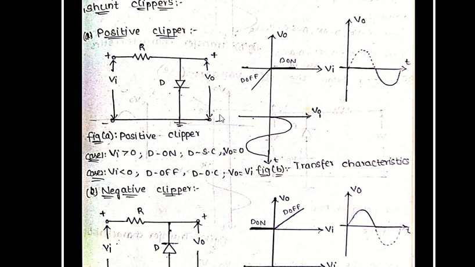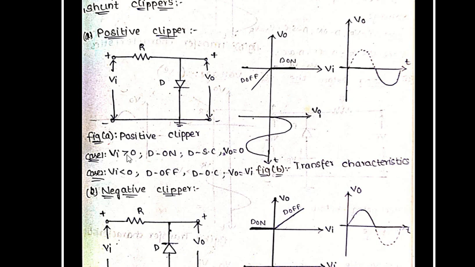Now here we cannot apply any reference voltage to the circuit. That means we take 0 volts as the reference voltage. That means if the input signal is greater than 0 volts, what is the response of the circuit? If the input signal is less than 0 volts, what is the response of the circuit?